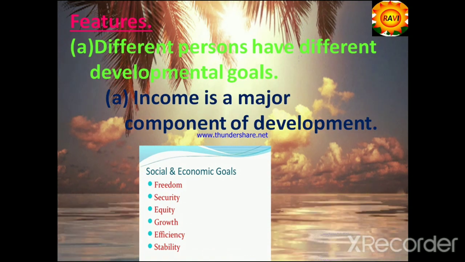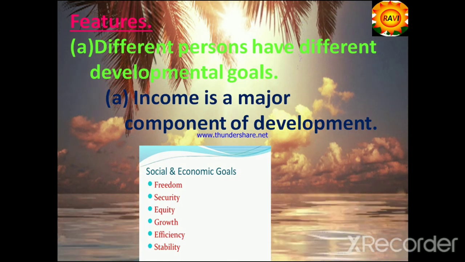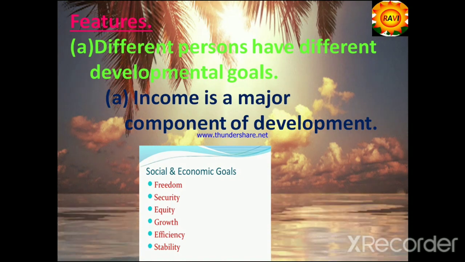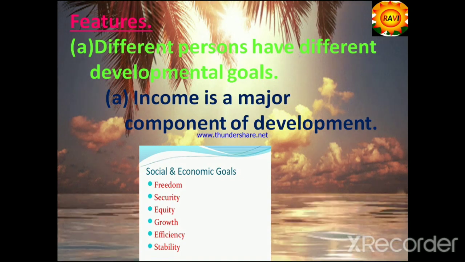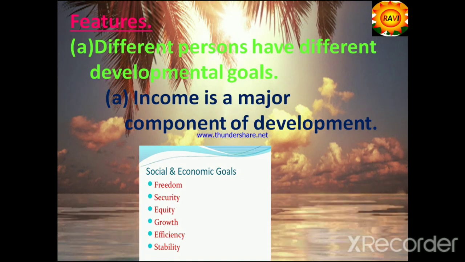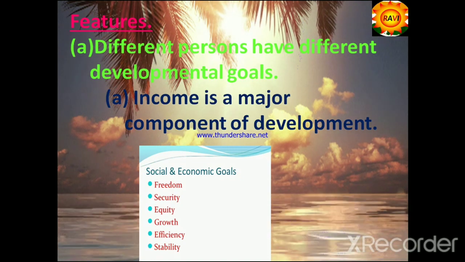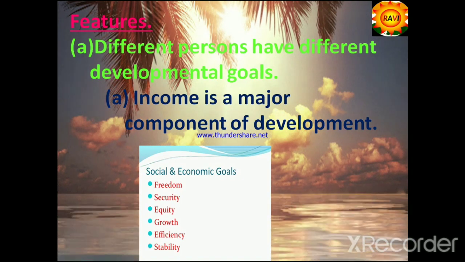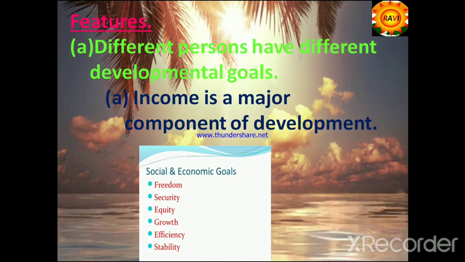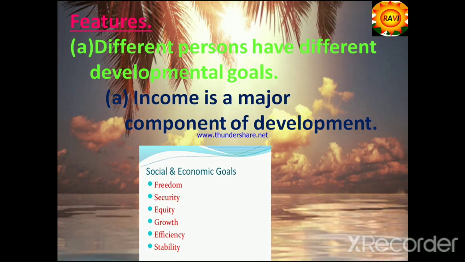Different persons have different developmental goals, which means every person has his own developmental goal. Being a teacher, my developmental goals are to get more salary and to get my children a good education, and my developmental goal is that my students should get very good marks in the final examinations. These are the developmental goals of a teacher.